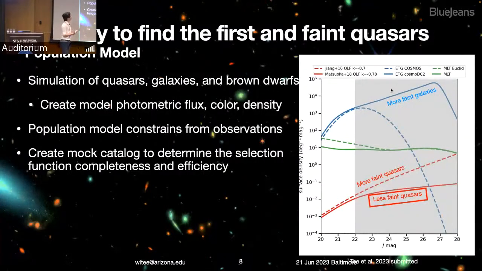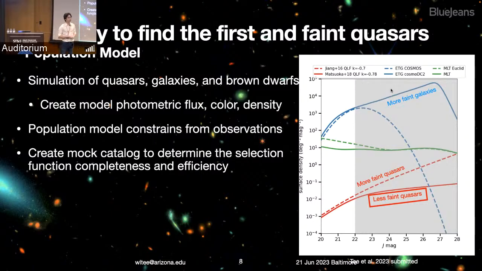So our strategy is, first, we simulate all the quasars, galaxies, and brown dwarfs with models of photometric flux, colors, and densities, and all of these constraints come from observations. I don't have time to talk about much detail about it, but you can definitely come to me if you need more details. So we create mock catalogs to determine our selection methods and how the completeness and efficiency behave as functions of magnitude. Here on the right, I show you the model surface densities that we created.